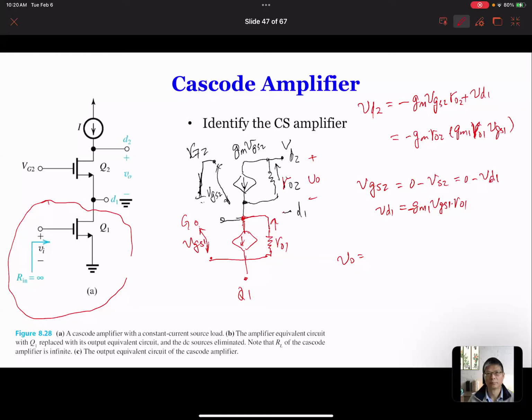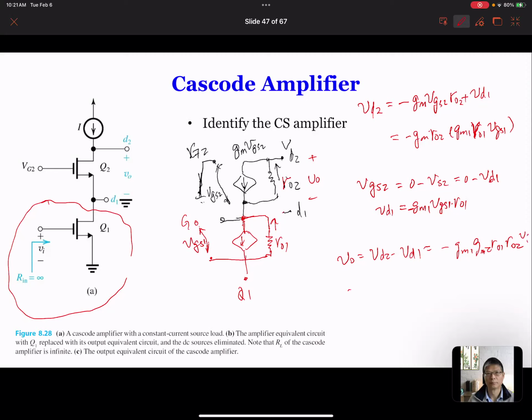Give me one second. I'm going to think about what happened there. So I was supposed to get VO equal to VD2 minus VD1, equal to minus gm1 gm2 ro1 ro2 times VI. In this case, that's the input, where VGS1 is VI.